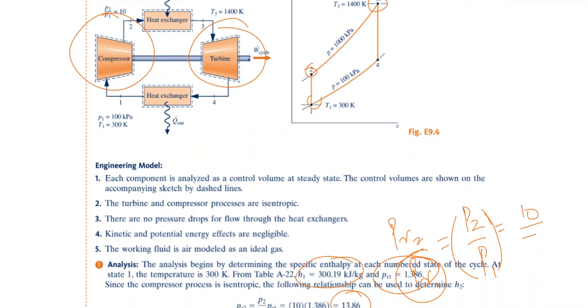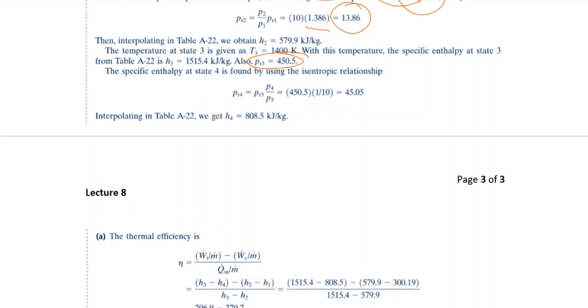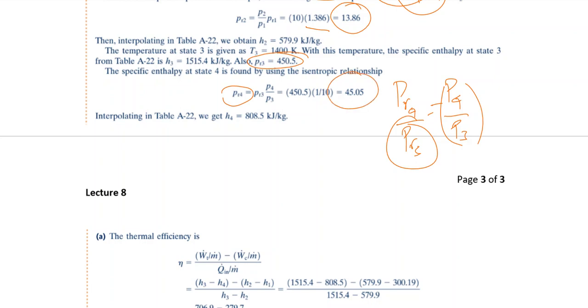Now, if it is not connected, definitely we need to find out, which will be discussed in the later lectures. So we have got the pressure ratio from expansion ratio of the turbine, which is 10. So P4 by P3 would be equal to PR4 by PR3. We have got the PR3 as 450.5. So pressure ratio P3 by P4 is 10, so P4 by P3 would be equal to 1 over 10. Solving it, we have got the PR4, which is equal to 45.05.